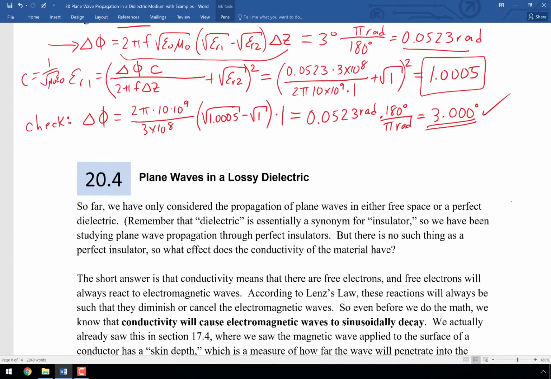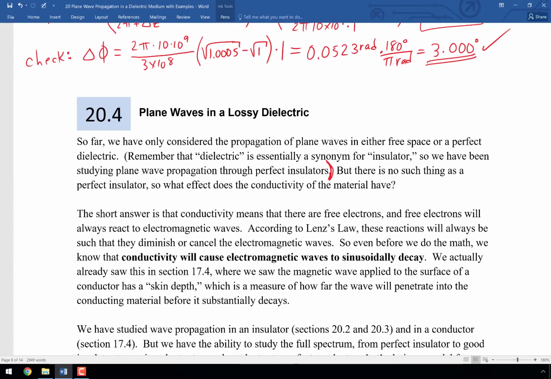Because remember, we've really been talking about perfect insulators here. Looks like I have a missing closing parentheses there. We've only considered the propagation of plane waves in free space or in a perfect dielectric material. In other words, in a perfect insulator. But there's no such thing as a perfect insulator. Every insulator has some level of conductivity. So the question is, what effect does the conductivity of a material have?